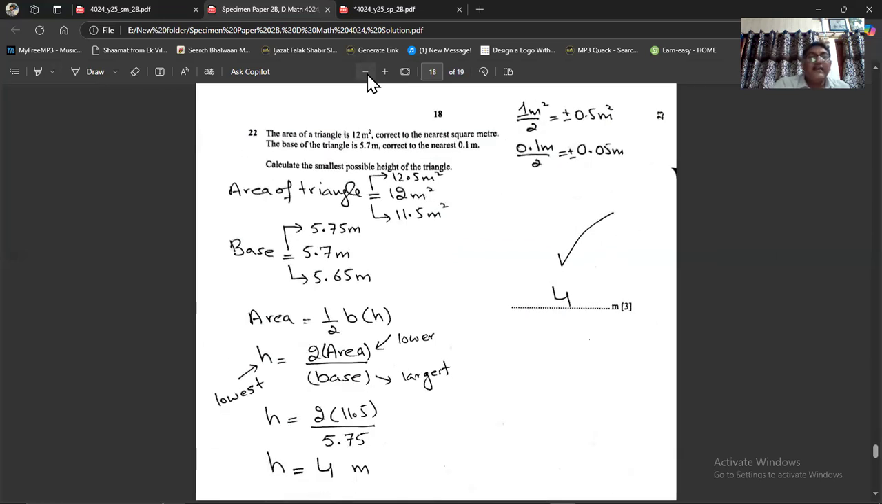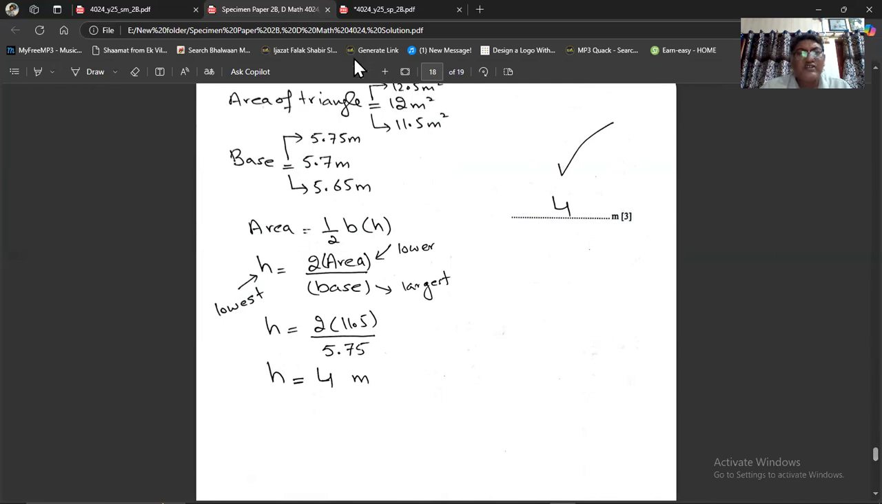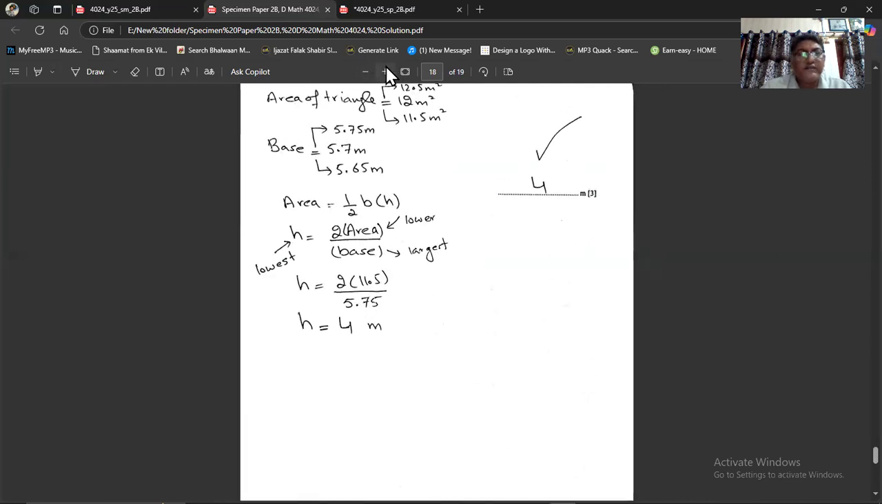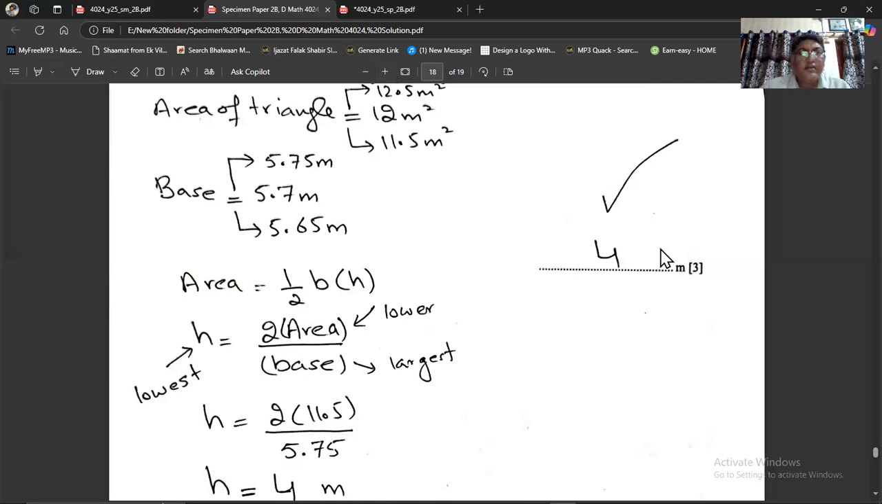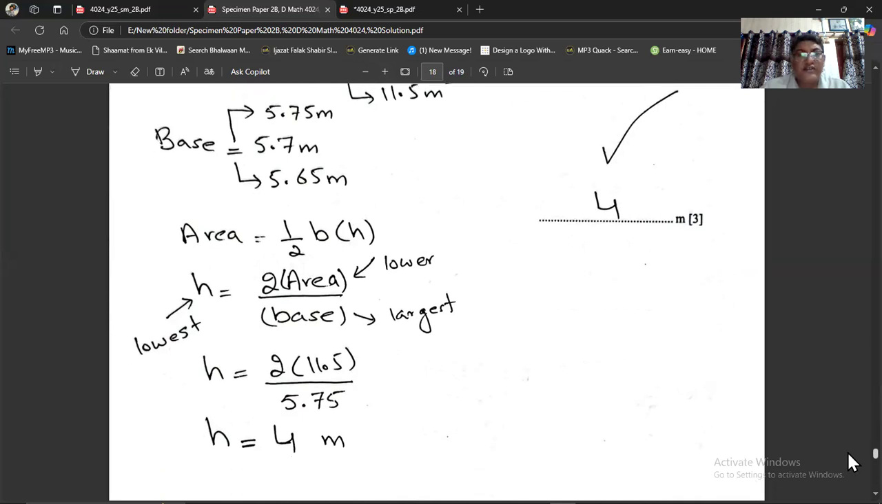You know, the area is equal to 1 by 2 into the base into the height. Because we want the lower bound of the height, the height will be equal to 2 times area divided by the base. And we want the lowest value of the height, so the lower value of the area will be used, and the largest value of the base will be used. So h will be equal to 2 into 11.5 divided by 5.75, and that is 4.